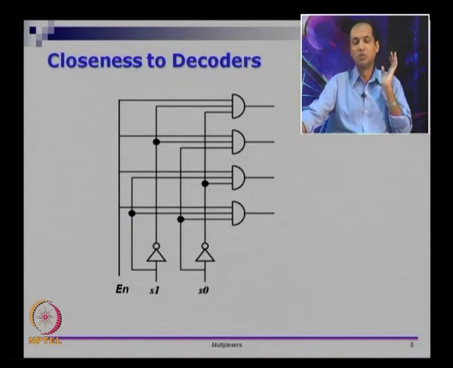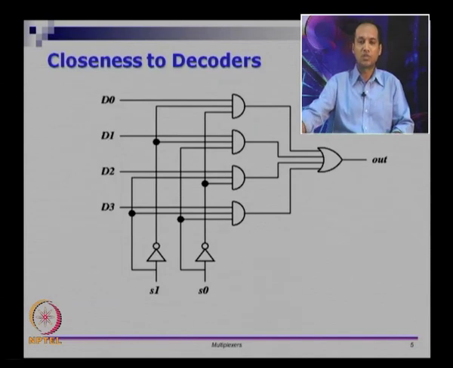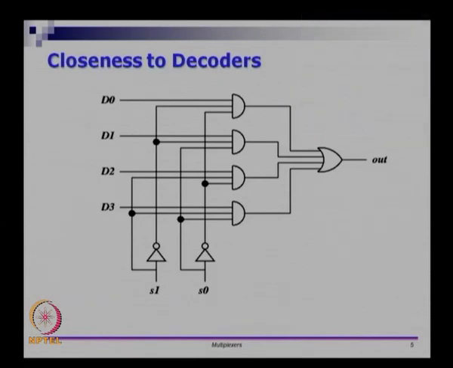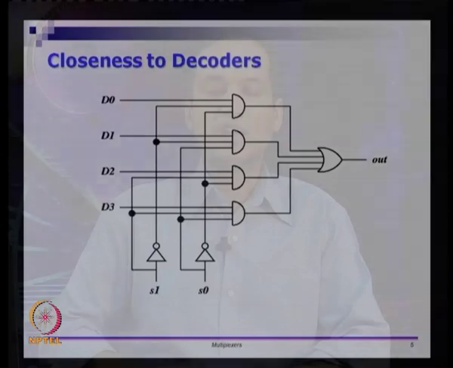So when you remove the OR gate, this is a decoder with 4 separate input lines, and with the OR gate it is a multiplexer. So they are very closely connected. So let us look at how to use muxes, or what are the expressions for muxes.